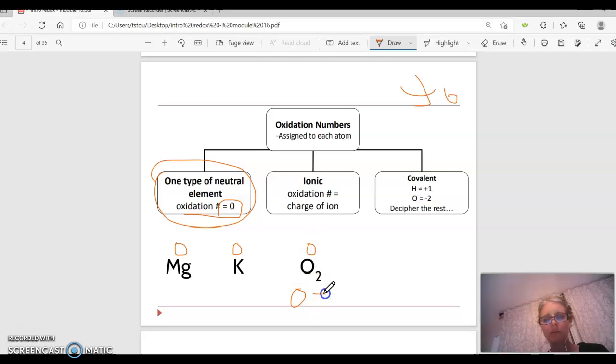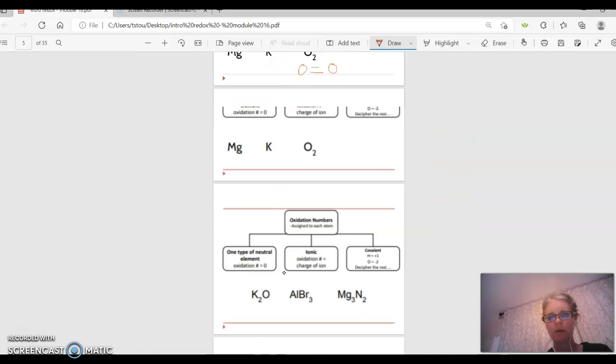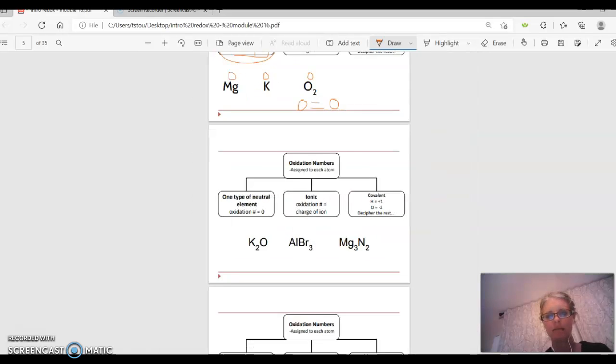That's like when we drew at the very beginning. We looked at O2, and we saw that they're sharing electrons equally. So it's not that one oxygen has electrons and the other one doesn't. It's that they're sharing them equally. So we call their oxidation number 0. Okay, now we're going to move onward to ionic.